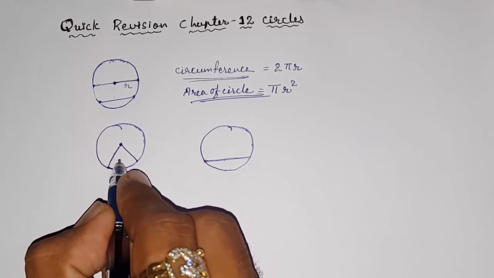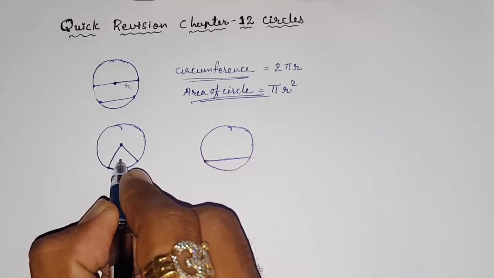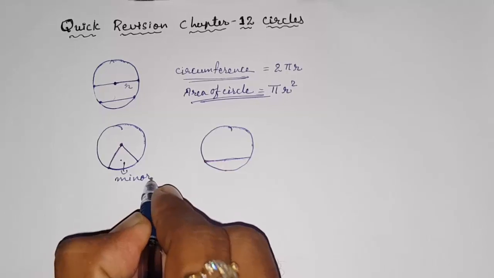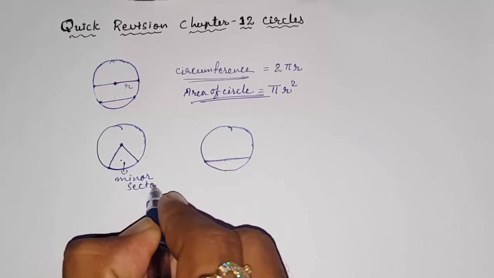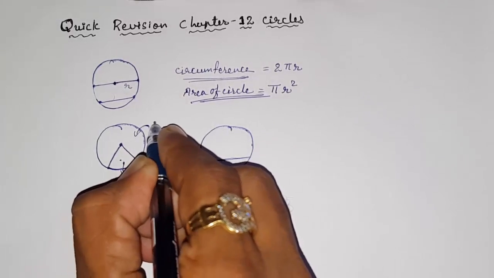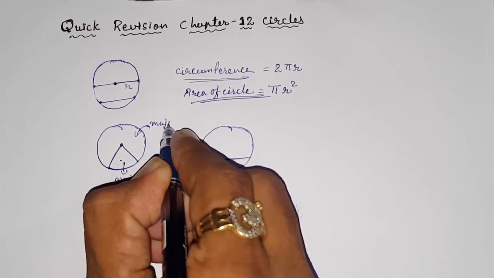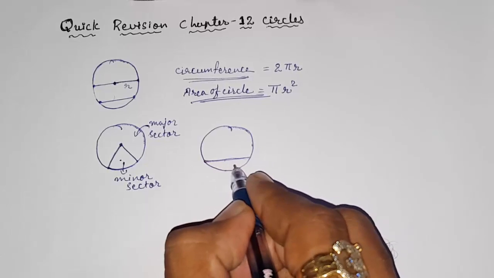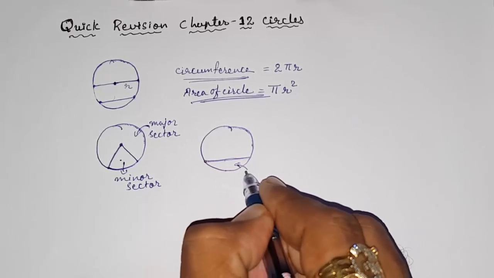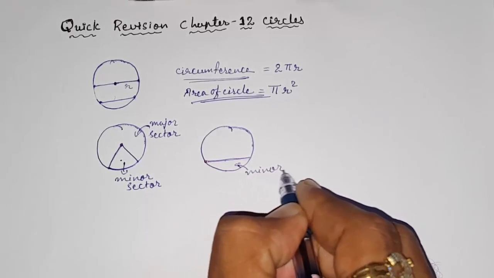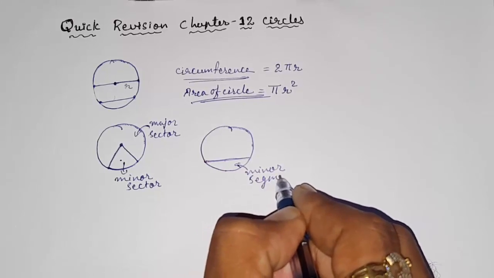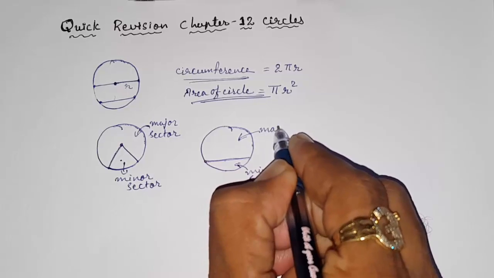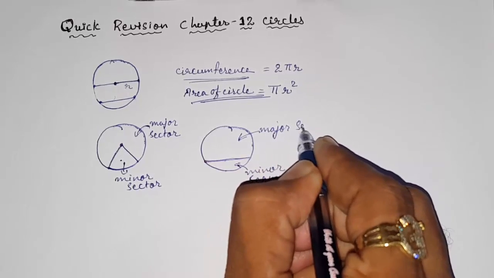Now this smaller part is called the minor sector, and this bigger part is called the major sector. And here this smaller part is called the minor segment, and this bigger part is called the major segment.